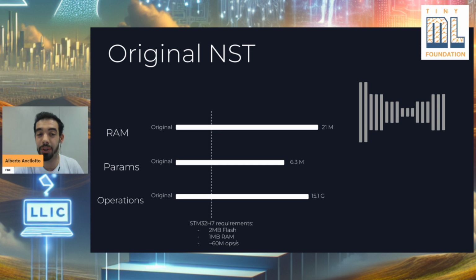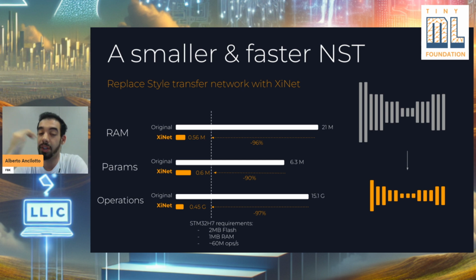And in particular, I forgot to say, our target platform is the STM32H7, which is a microcontroller with 2 megabytes of flash and 1 megabyte of RAM. And it can run around 60 million operations per second. So the numbers here in the slide are way too large for our use case. So what we do is we design our AXINET using hardware scaling, and we make it actually a little bit smaller than what we can achieve with our platform. And you can see here that we can manage savings of like 96% in RAM, 90% in number of parameters, and 97% in the number of operations. So the network is much smaller. It is much, much faster than our original one.